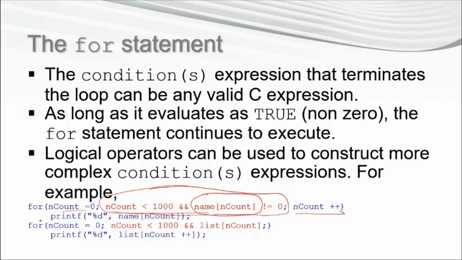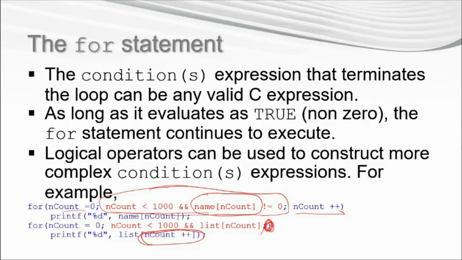So another statement is for n count equal to 0, n count less than 1000, and list n count. See here, this increment operator is missing. That increment operator is inserted here, n count plus plus. This way we can create a variety of ways in which the for loop can be used.